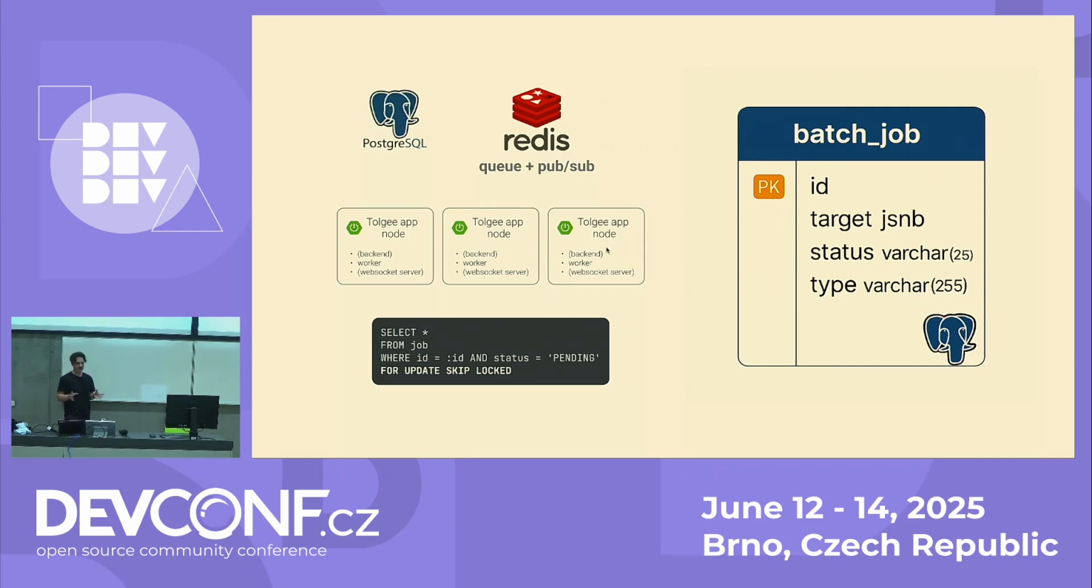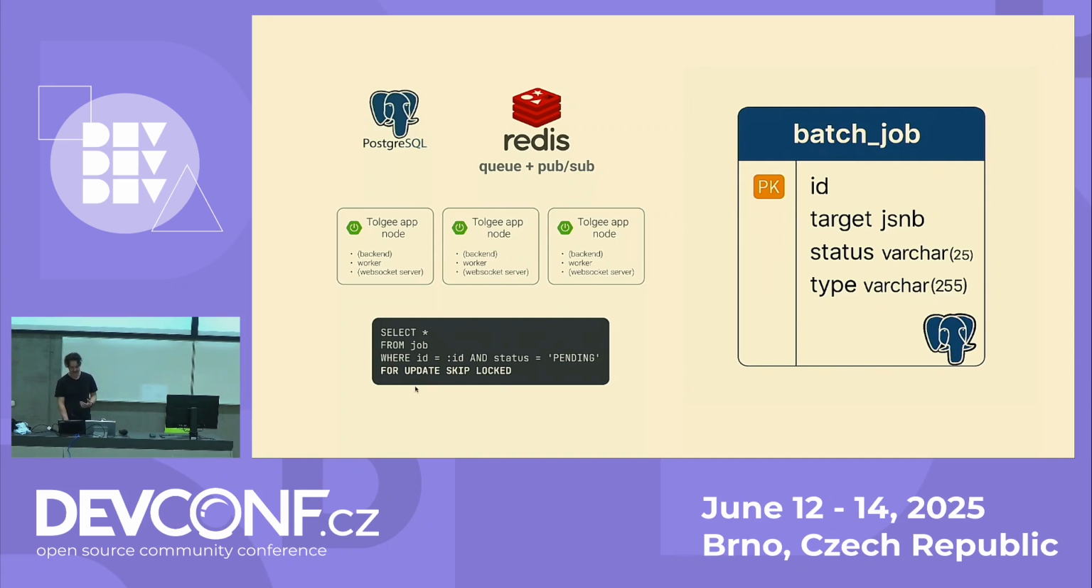And to make the whole thing reliable and consistent, we need to be sure that two workers are not handling the same batch job at the same time. And there is this magical SQL flag in PostgreSQL and other databases too. It's this: FOR UPDATE SKIP LOCKED.